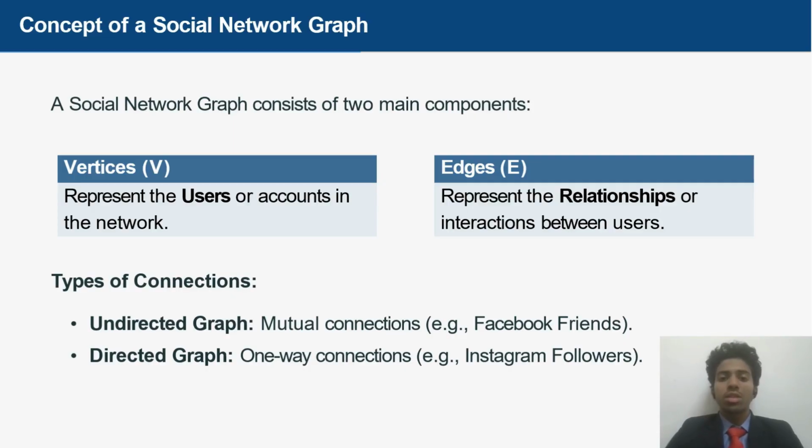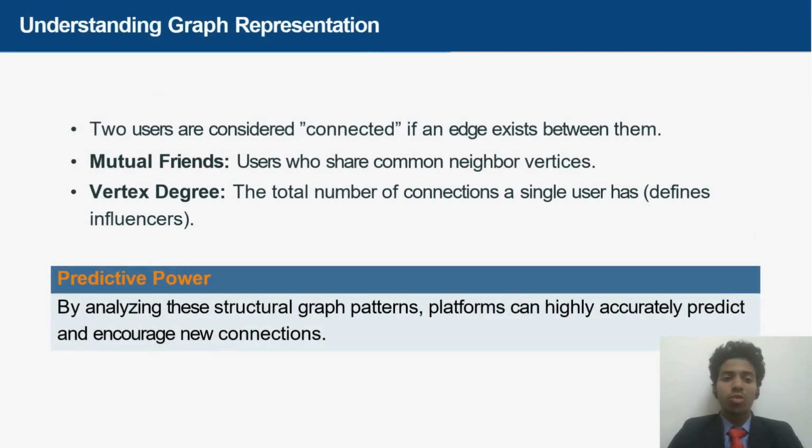Undirected graphs represent connections which are mutual, such as Facebook friendships. Directed graphs represent one-way connections, such as Instagram followers. The distinction is important when designing recommendation algorithms. Next, we'll be moving on to understanding graph representation.